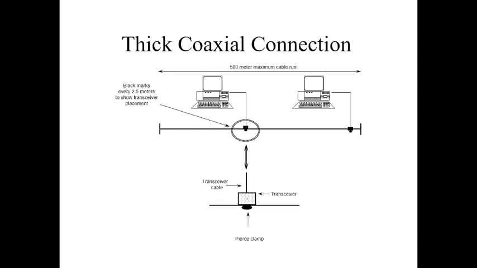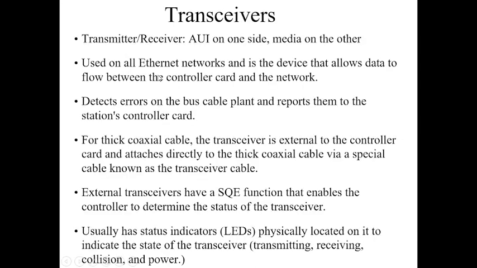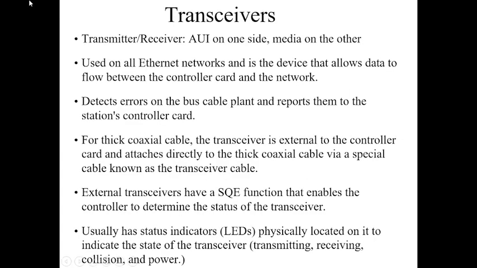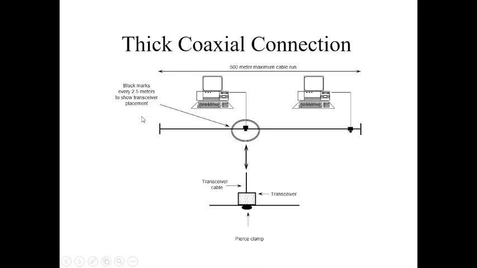And thin coaxial connections. There are black marks every 2.5 meters that show the transceiver placements. This is the transceiver cable and the transceiver. This is the 500 meters maximum cable run we are using.